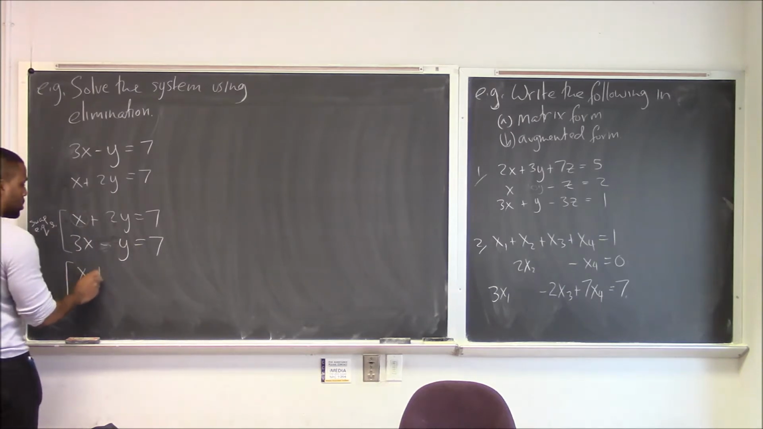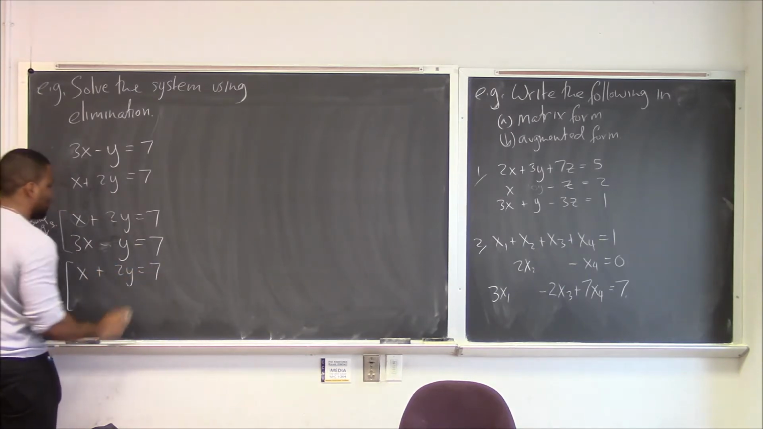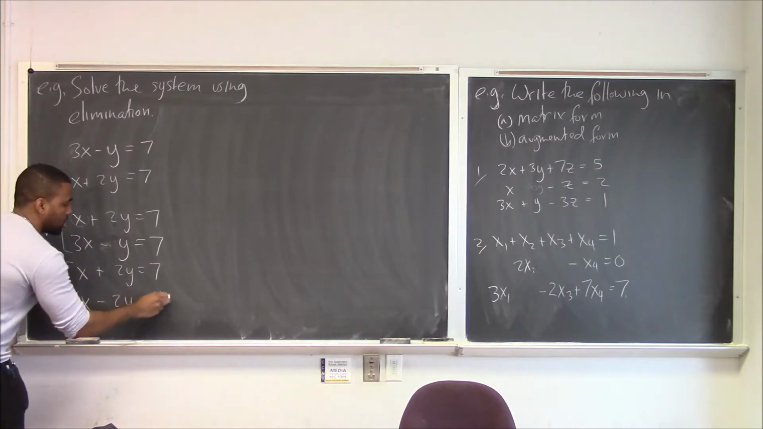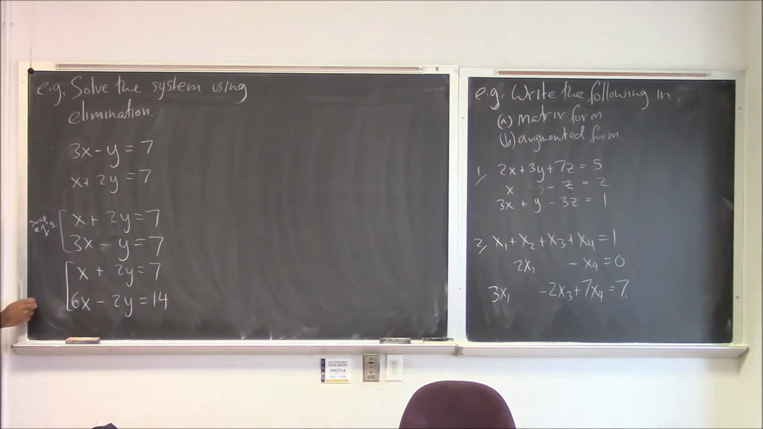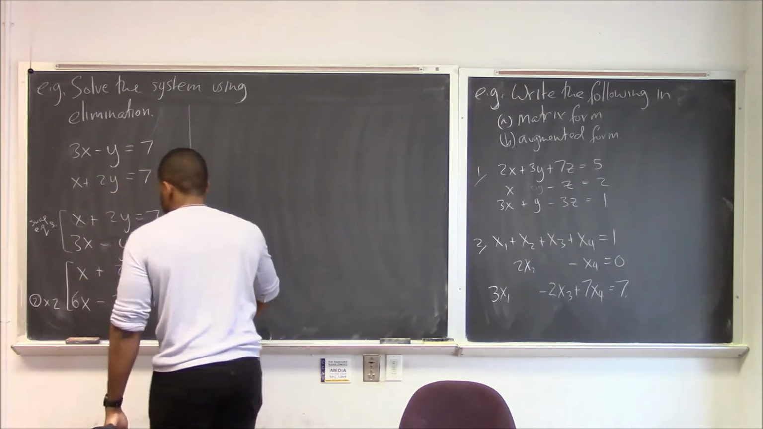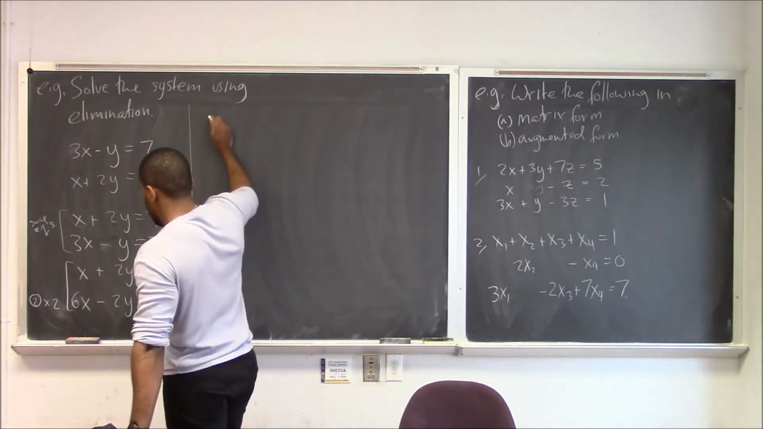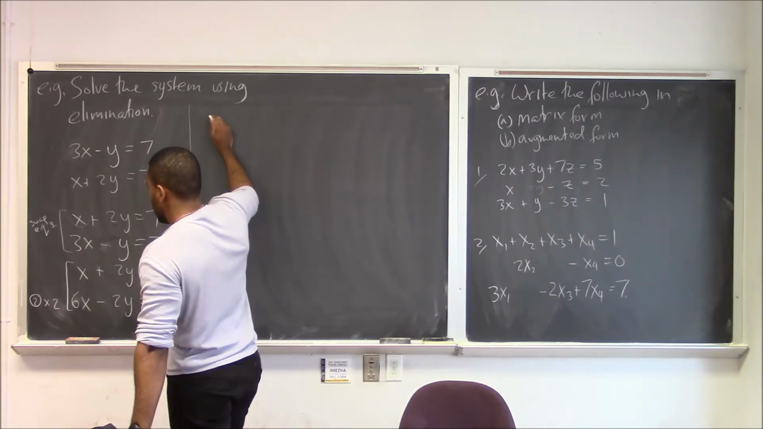So I have the first equation, and then what I'm going to do here is I'm going to take the second equation and multiply it by 2. This allows me to have the same answer here, which allows me to now, what can I do? I can add them, right? So when I add them, what do I get?